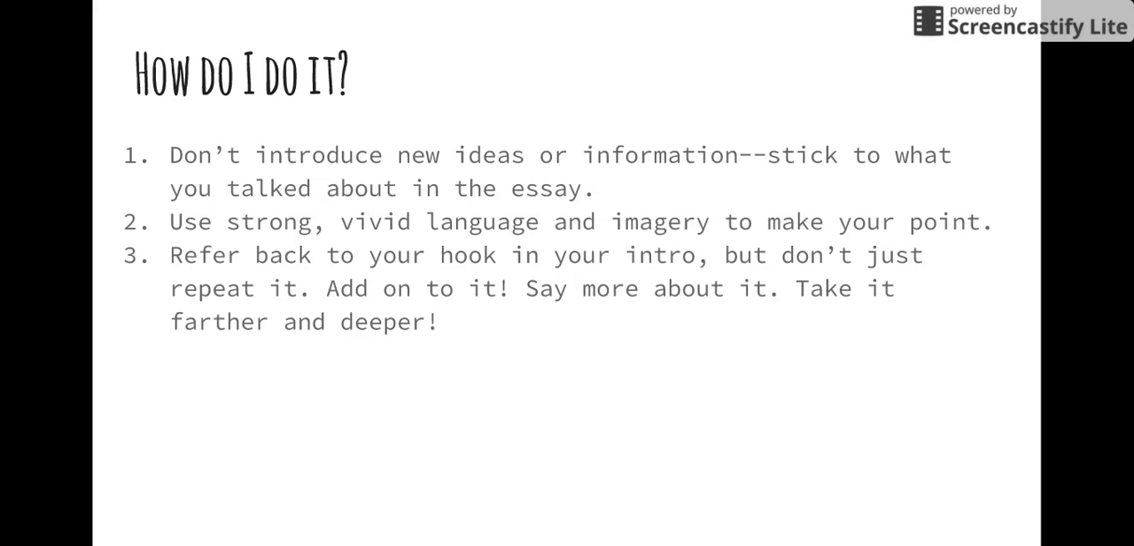Refer back to your hook in your intro, but don't just repeat it. Add on to it. Say more about it. Take it farther and deeper and leave your audience with something to think about.